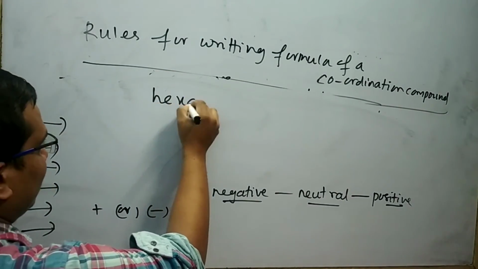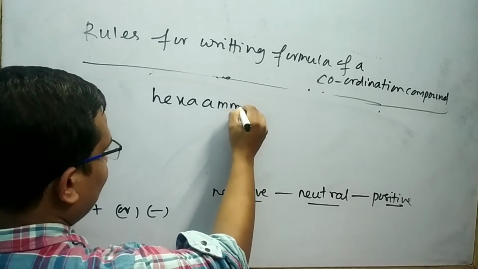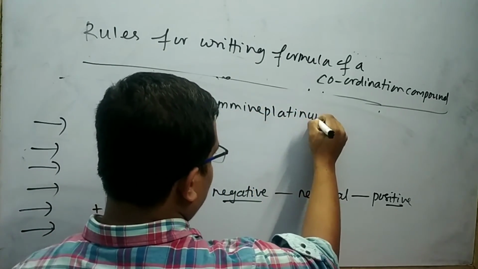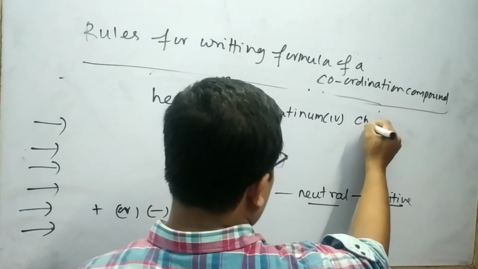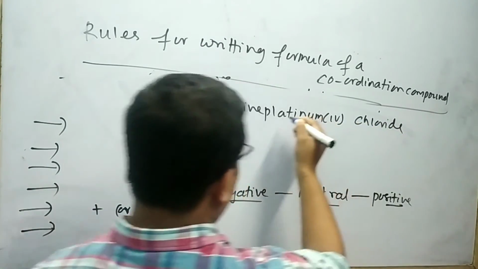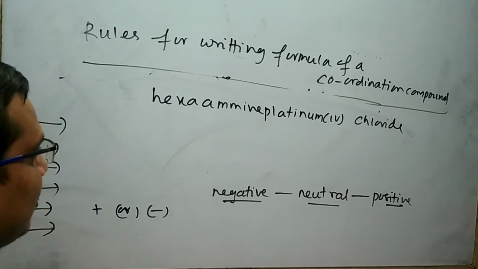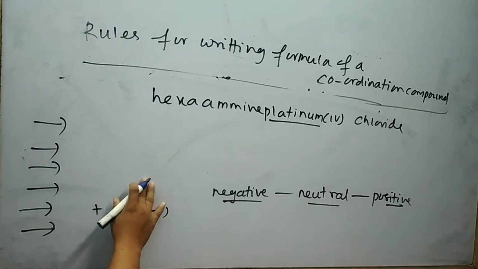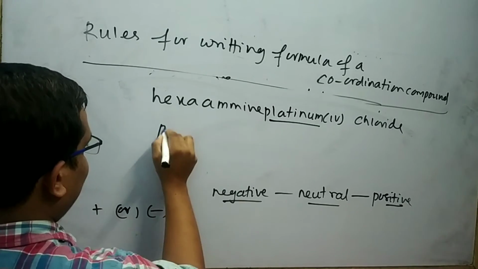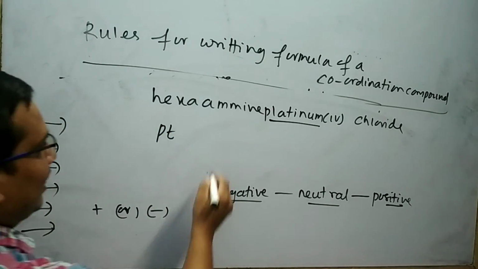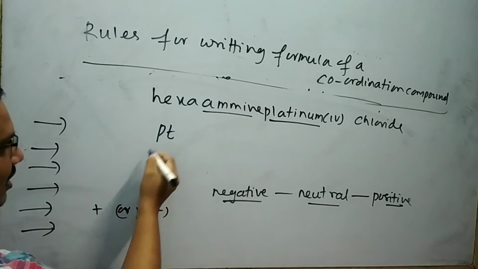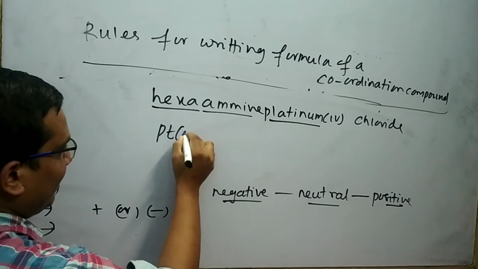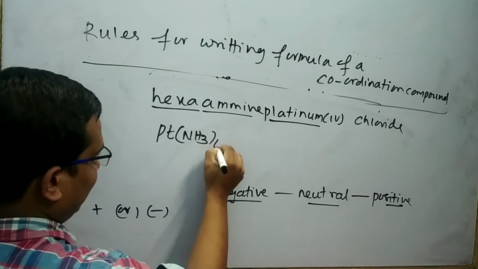Suppose I will take another example, hexaammineplatinum(IV) chloride. What will be the formula of this coordination compound? Here the central metal atom is your platinum. So I can write Pt. Here the ligand is your NH3. There are 6 ligands present. So here I can write NH3 6.